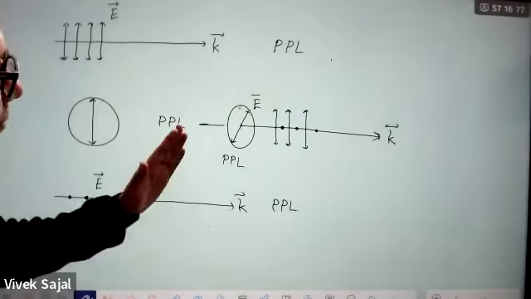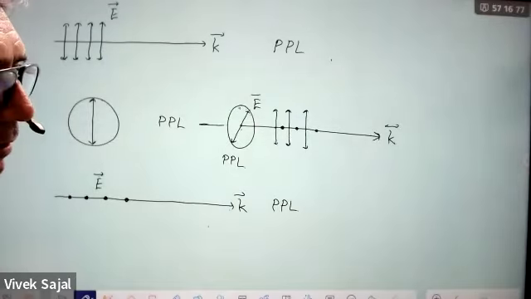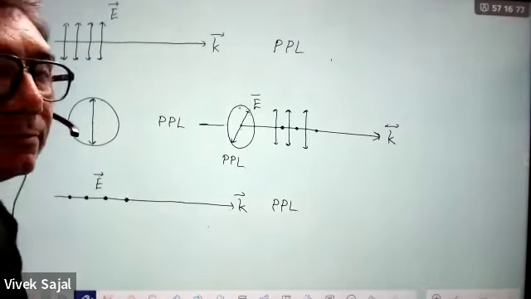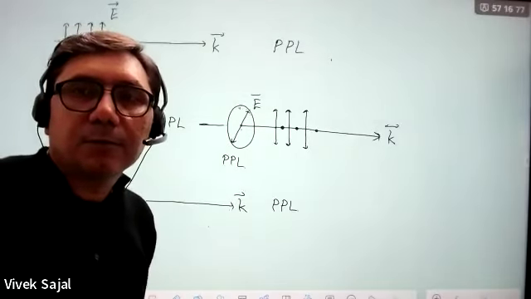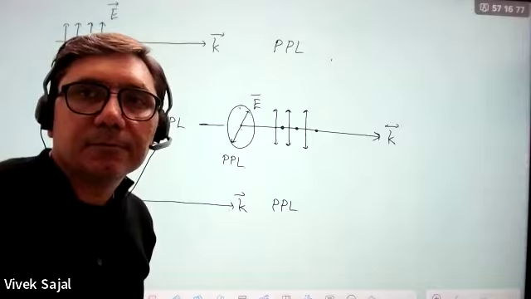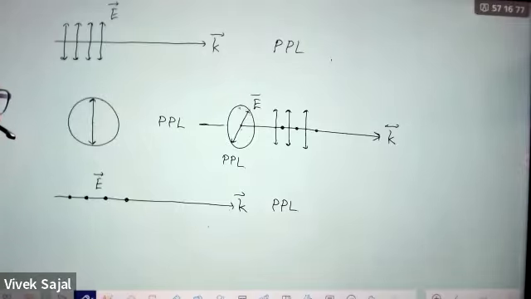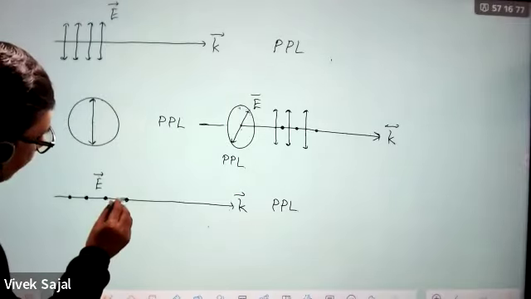So this is the way to represent plane polarized light. During polarization, we are going to represent it this way. Dot dot is the propagation, meaning it is dot dot inside the board, right? Inside the board, the electric vectors are like this.